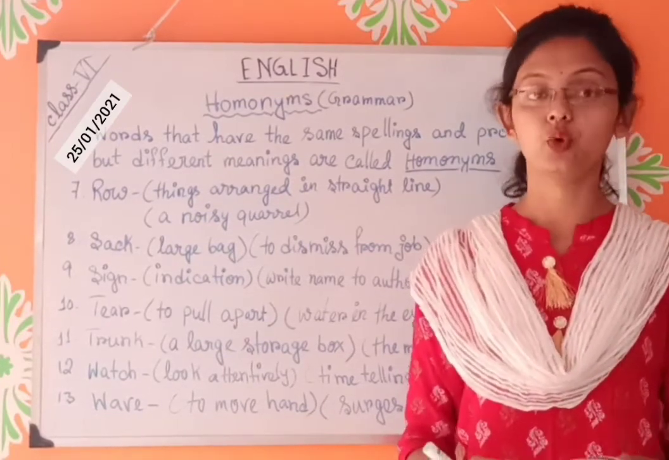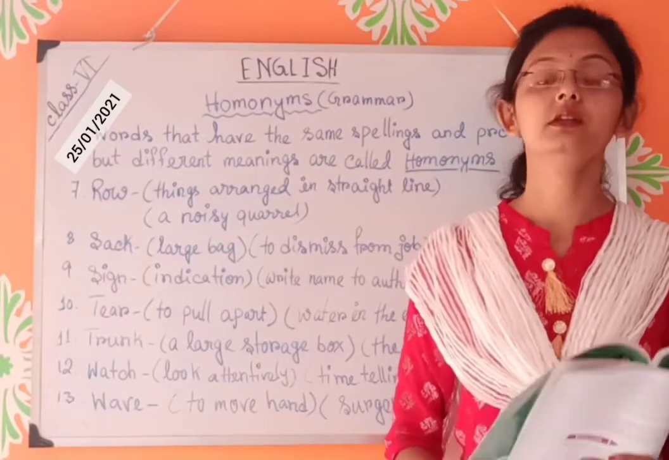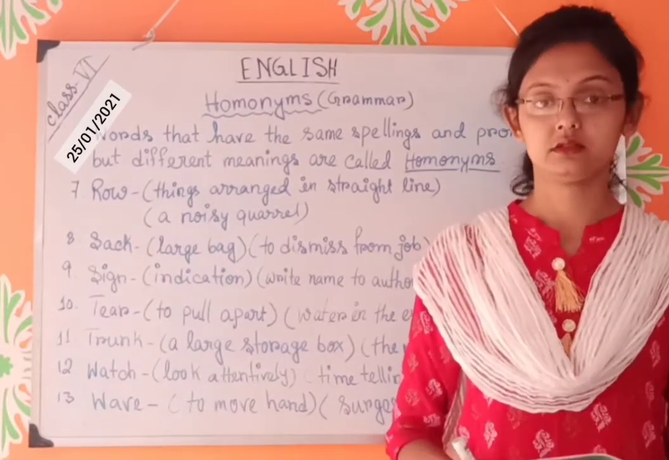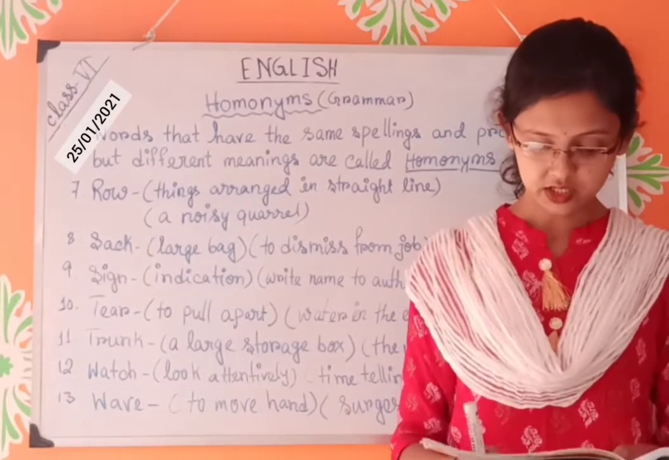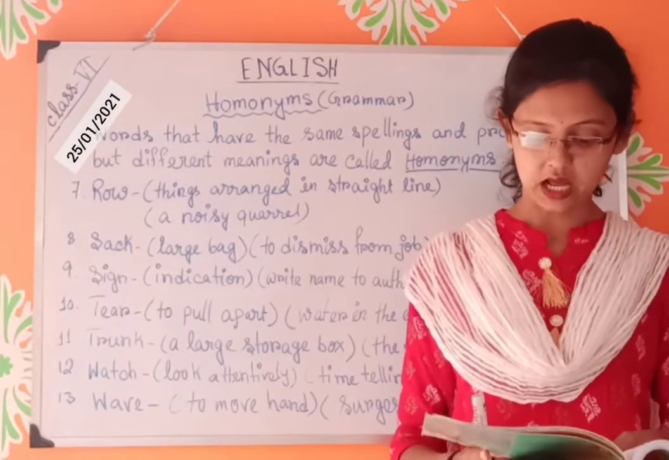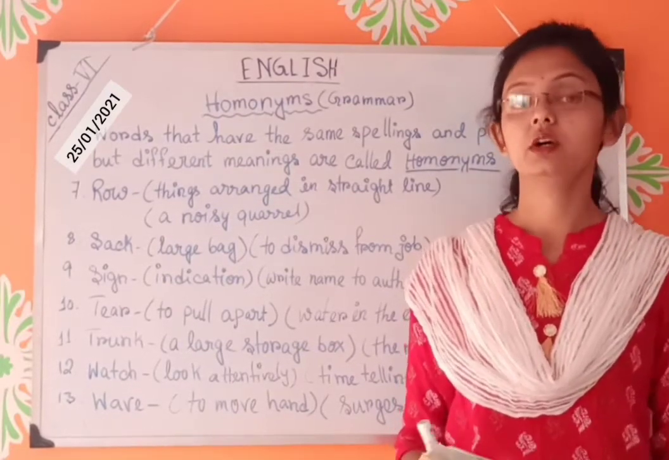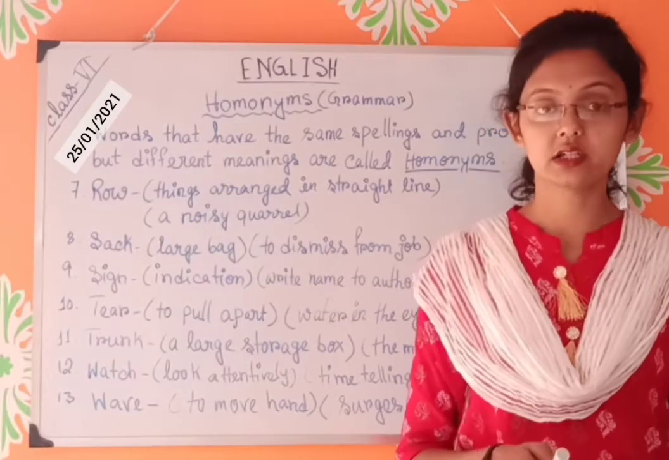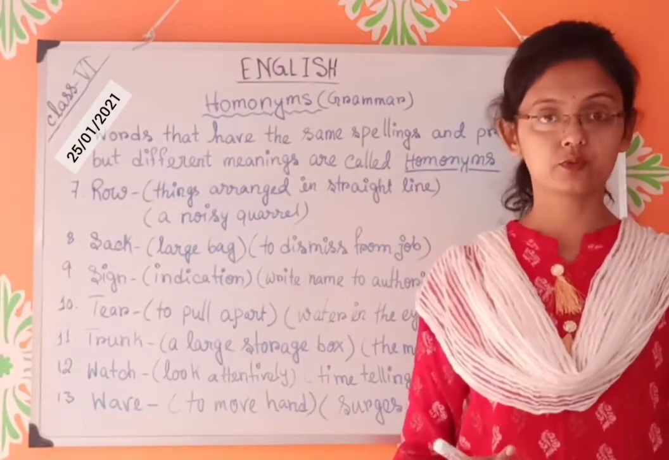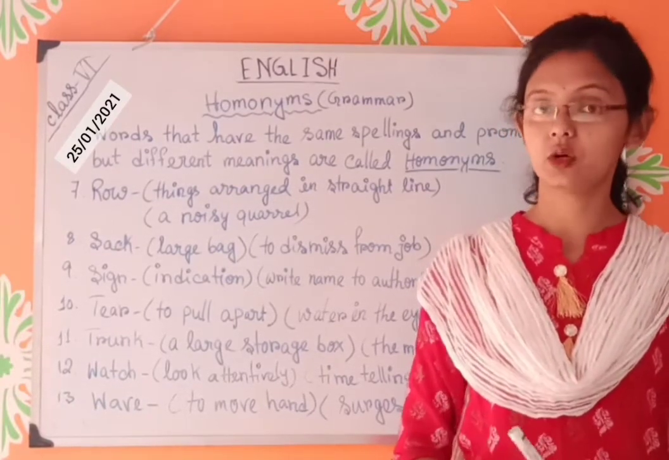Next, tear means water in the eyes. When you cry, that is a tear. When we cut onions, tears fill up our eyes. Whenever we cut onions, water comes out from our eyes, and that is called a tear.